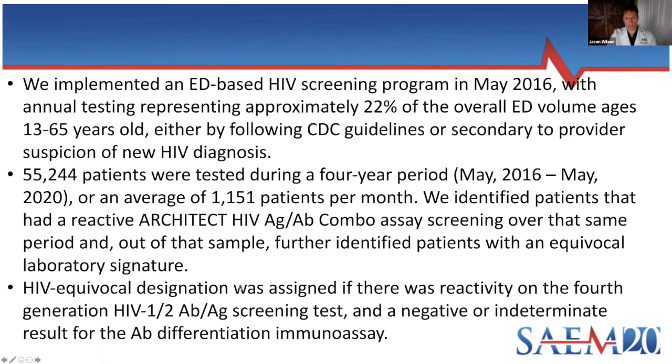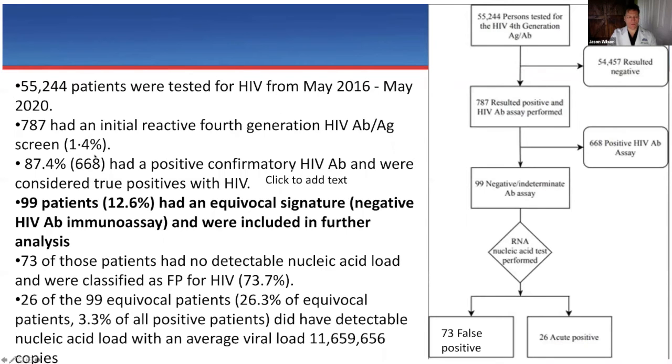And the question is, of those patients, if we get this equivocal designation, what do we do with them? So 55,000 patients tested over that time frame. About 787 of those patients had the result that we're talking about. Most of the patients are, of course, negative, but then 787 patients had a reactive HIV antibody screen.